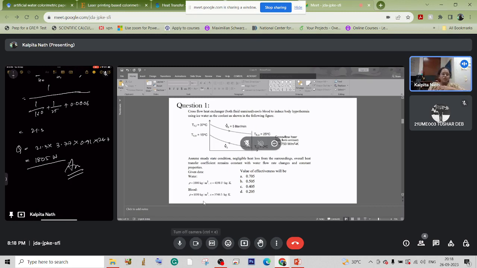Two or three other students joined. I don't know why they left. So okay, only Tushar is online. So please solve this. I have already explained to you. If you are having any doubt, then unmute yourself and ask me the question.